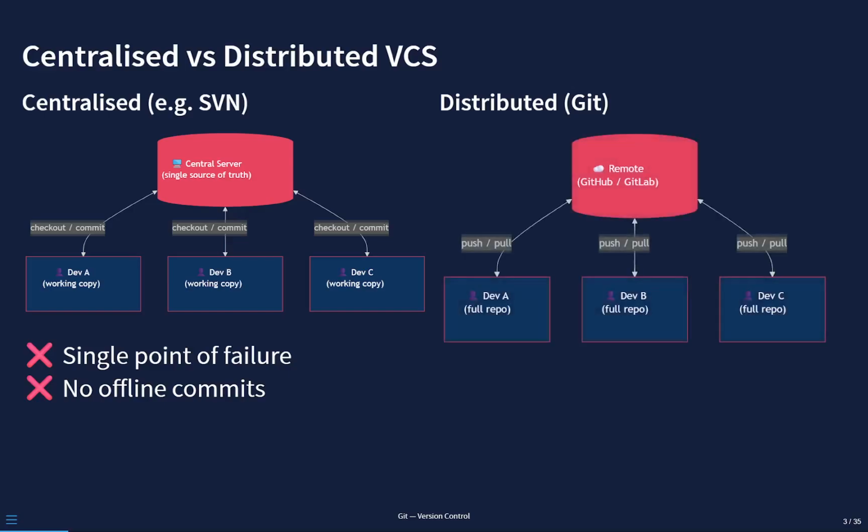Now look at Git's model. There is still a central remote, typically GitHub or GitLab, but it is just a convenience for sharing, not a requirement for working. Every developer clones the repository and gets the full history on their own machine. They can commit, branch, merge, and explore history entirely offline. The benefits follow naturally. Full local history, offline commits, multiple backups by default. Every developer's clone is one. This distinction is the foundation of everything Git does.